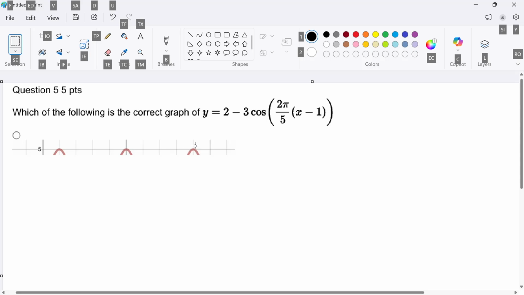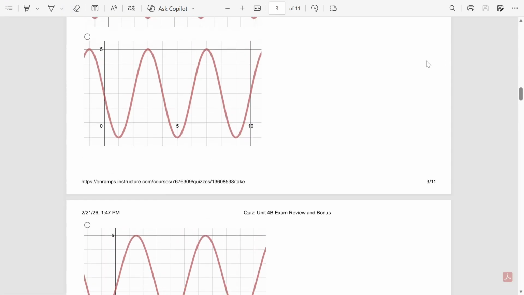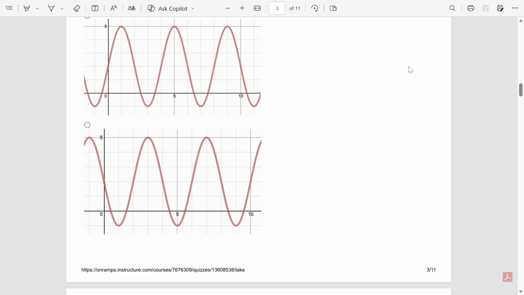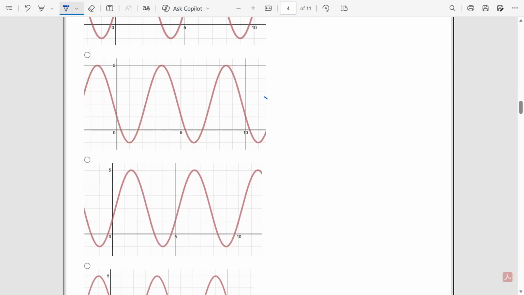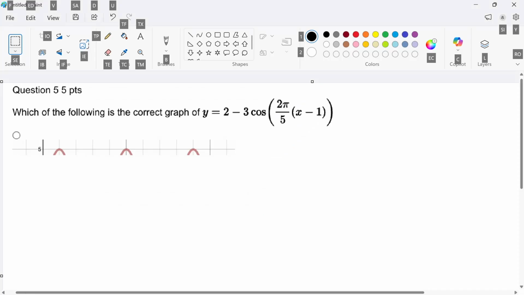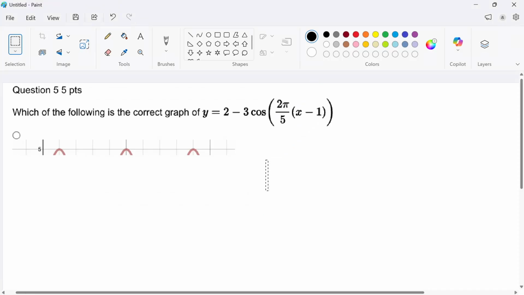Well, I guess I'm going to use the period. So I know it's either the second one. I don't want to really write on this, but I guess I will. It's either this one or this one, because it's got to be at negative 1 when x equals 1. It's shifted 1 to the right. So now look at the period.